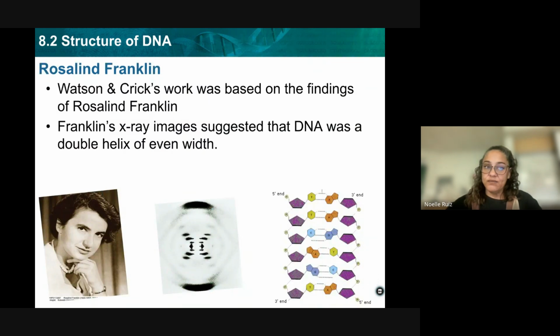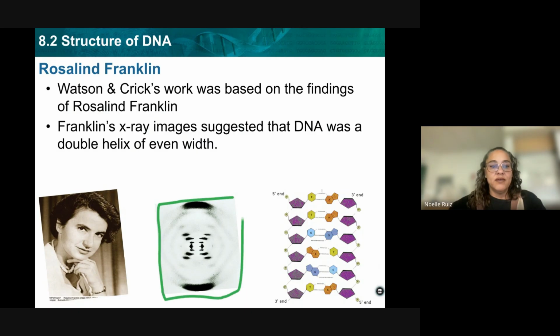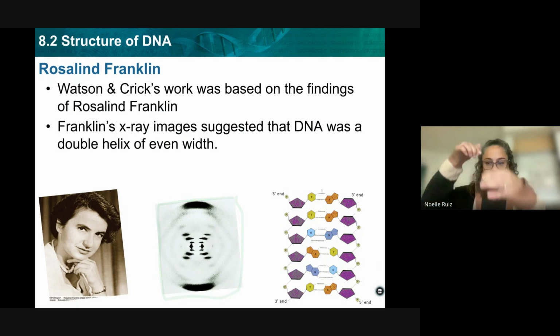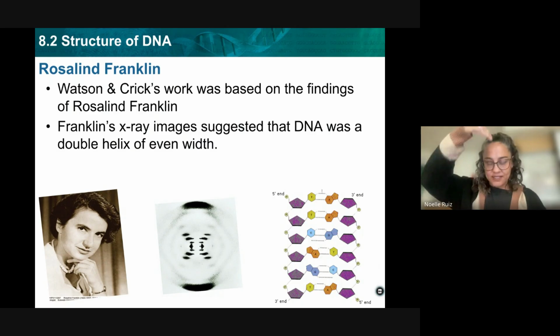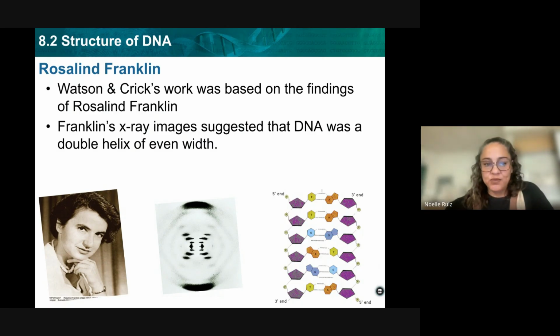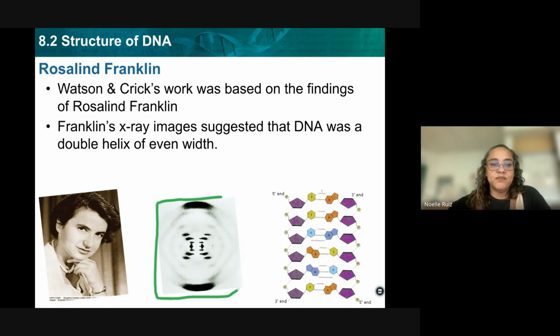Rosalind Franklin. Watson and Crick's work was based on the findings of Rosalind Franklin. Franklin's X-ray image suggests that DNA was a double helix of even width. So this right here is an X-ray of DNA if you are looking down the center of it. So it's that twisted ladder. If you're at the top of a spiral staircase and you're looking down, that's what it looks like. And they measured it, and it was evenly spaced all the way around.